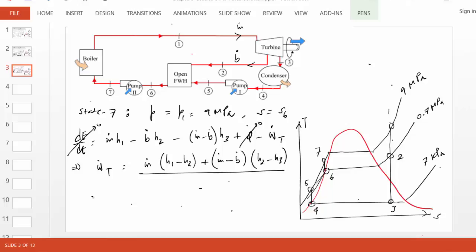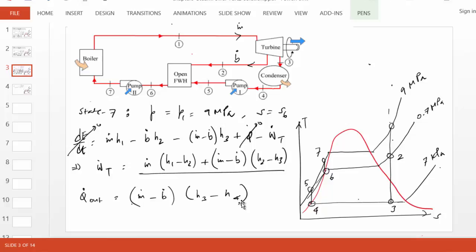Okay, in the condenser, how much heat is rejected? Again, this is a simple one, Q dot out. How much flow is coming through the condenser? m dot minus b dot. And the enthalpy goes from h3 to h4, so it is (m dot minus b dot)(h3 minus h4).